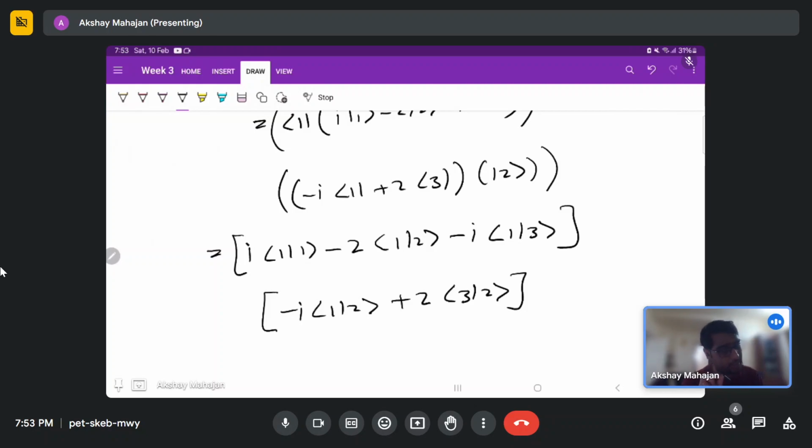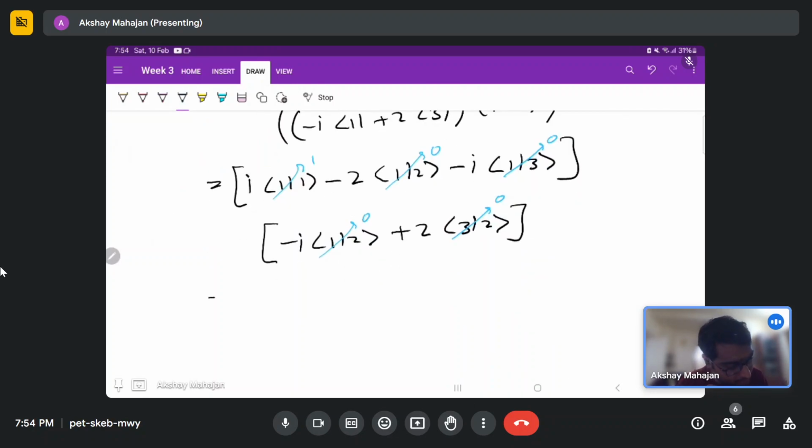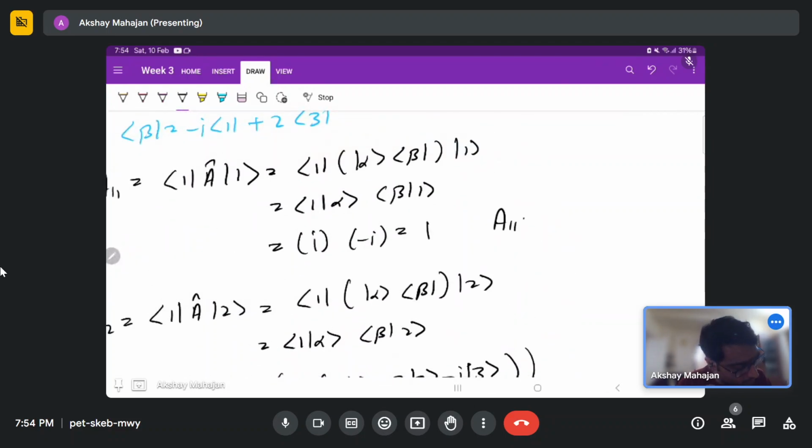Okay, and here we can see that this will give you 1, this will give you 0, this will give you 0, and 1 2 and 3 2 will give you 0. And since this is a multiplication, if this is 0, then overall this thing is 0. So matrix element A12 is going to be 0, and A11 we found was 1.